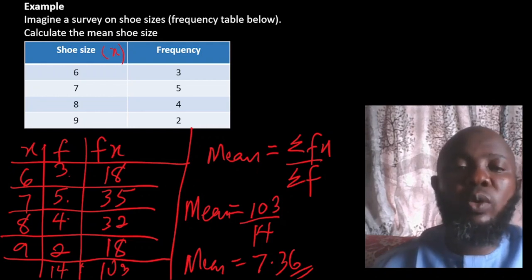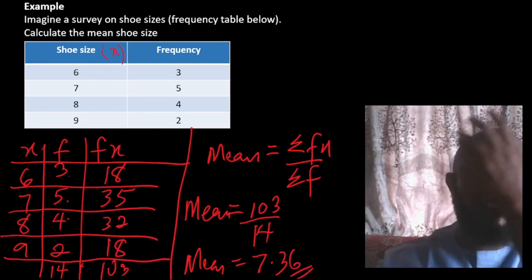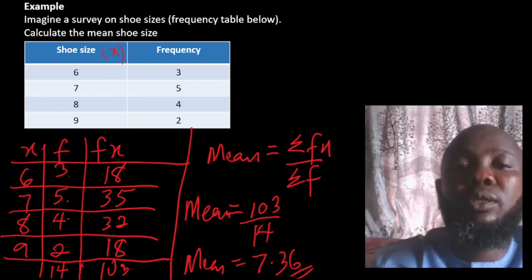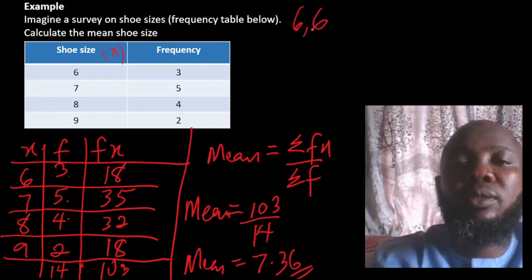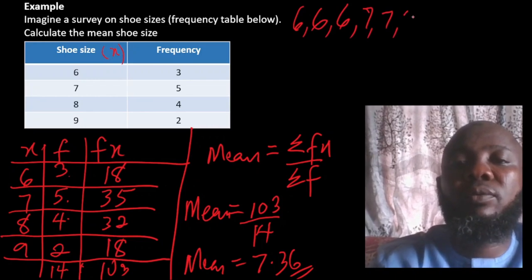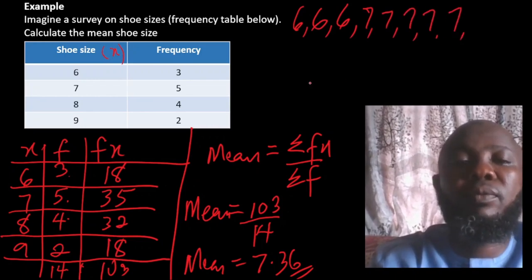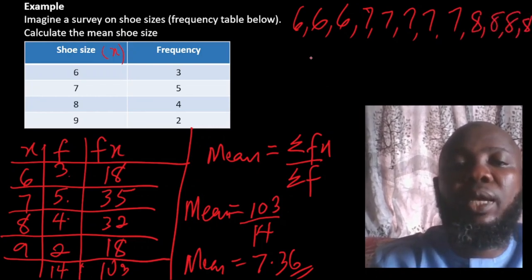And by the time you break it down, we can break it down in this form. Since 6 appears 3 times, that means it's 6, 6, 6. 7 appears 5 times, 7, 7, 7, 7, 7. 8 appears 4 times, 8, 8, 8, 8. Then 9 appears 2 times, 9, 9.